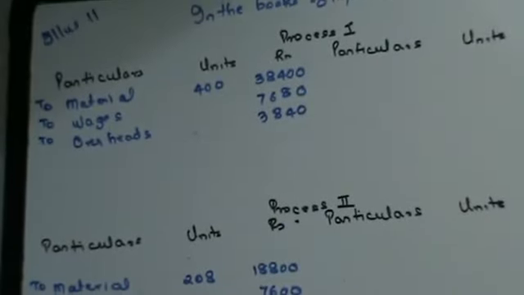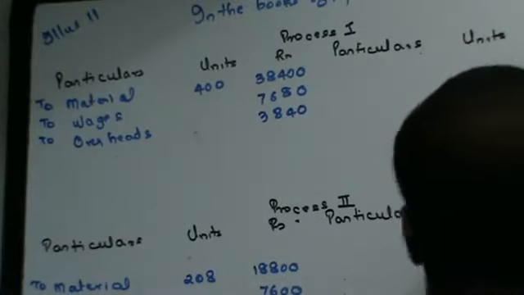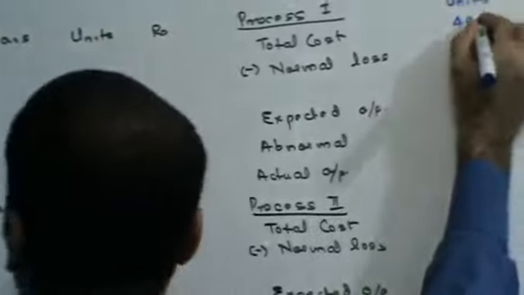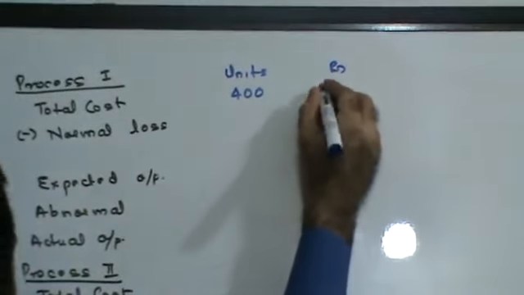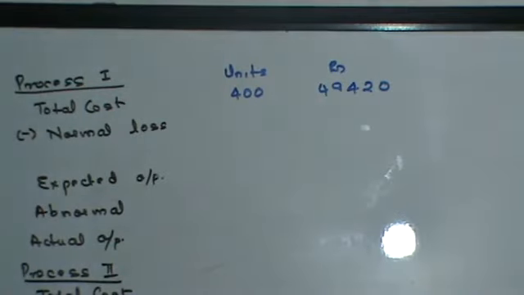Let's first add this. This total is going to be 400 units. 38,400 plus 7680 plus 3840 is 49,920. To process 1 units is 400 and this is rupees 49,920, right? Next, you have normal loss.